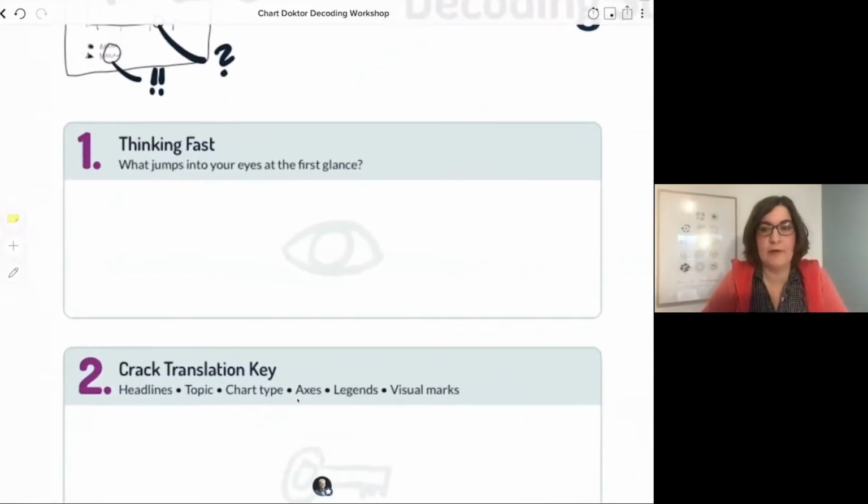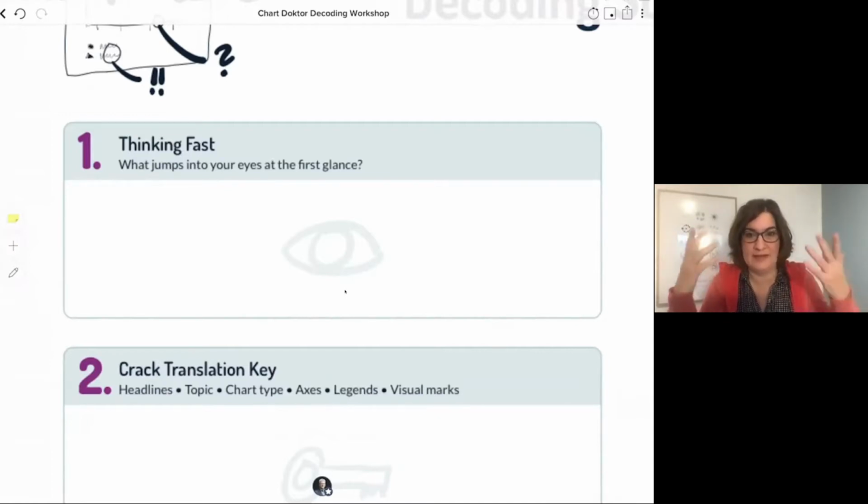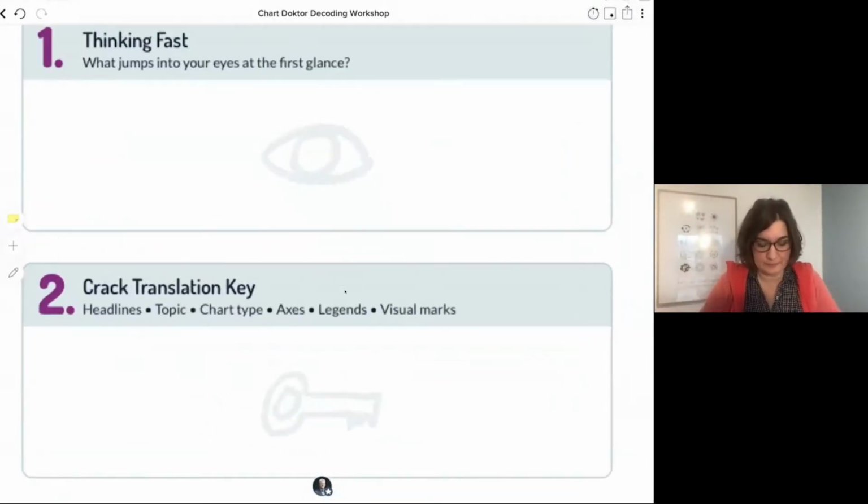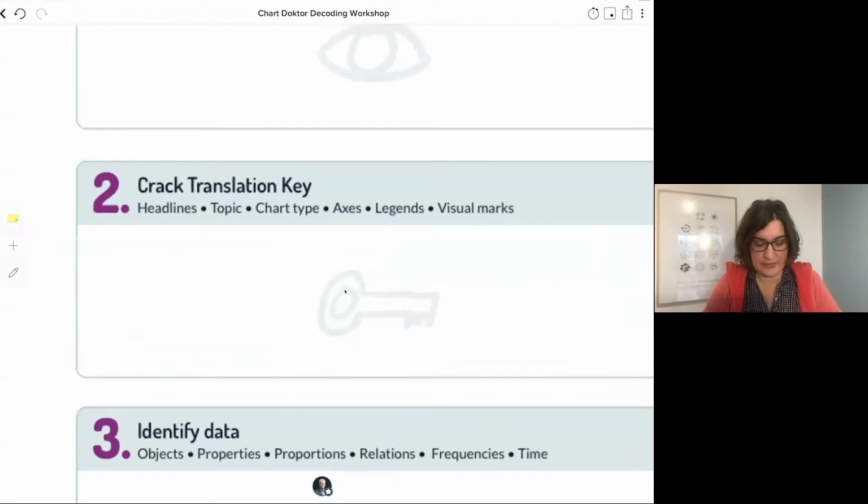It's thinking fast. What jumps into your eyes at the first glance? And this is really important that you ask yourself this, because this is what almost everyone does when looking at a chart. You cannot unsee it. Before decoding the chart, you have already read a message, and it's important that this message aligns with your intended message, right?